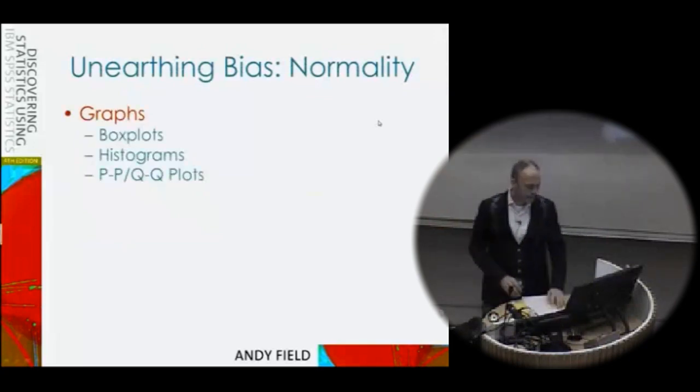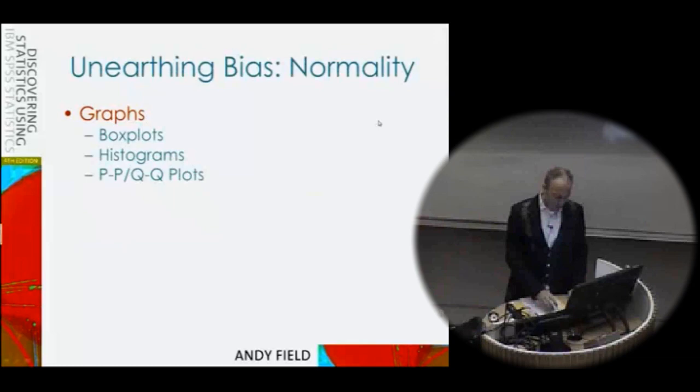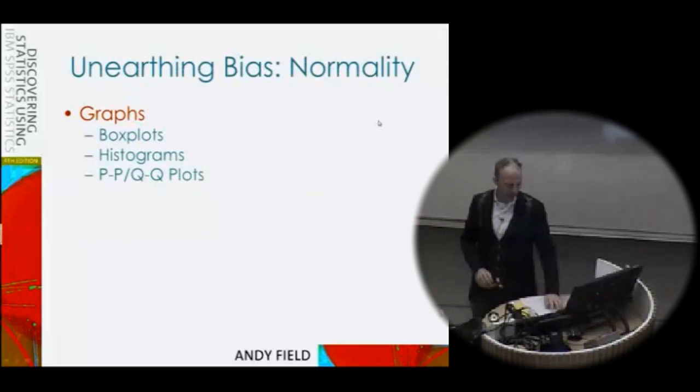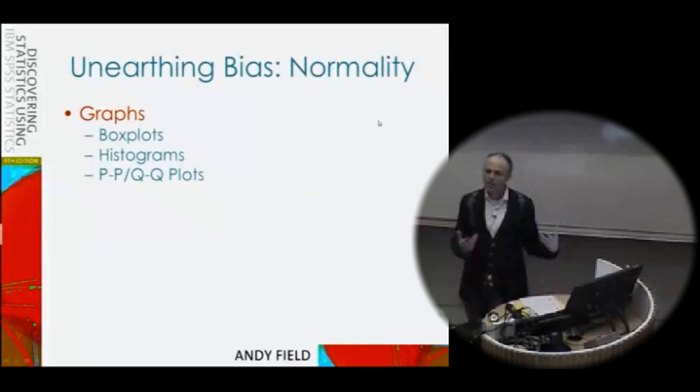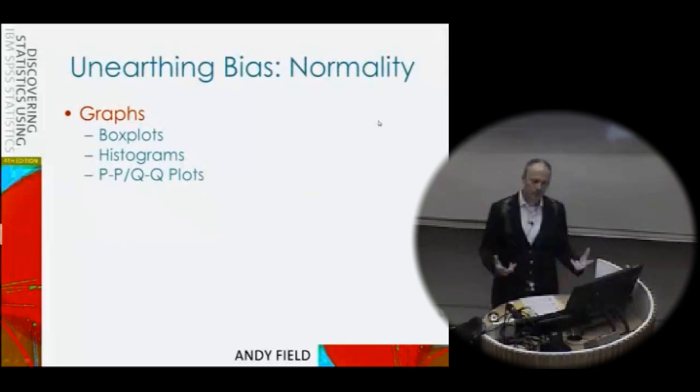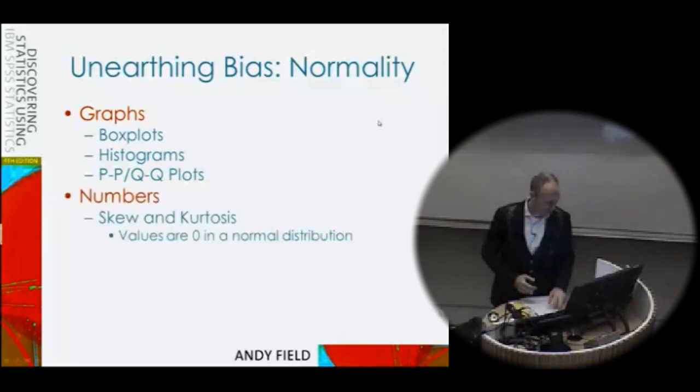In terms of normality, again, box plots and histograms can be quite useful for looking at normality, and also things known as PP and QQ plots. Now, PP and QQ plots basically show the same thing, but in slightly different ways. But you interpret them in exactly the same way. So I'll talk about one of them, but everything I say about a PP plot applies to a QQ plot as well. So don't worry too much.